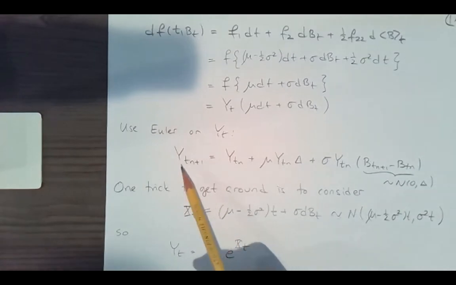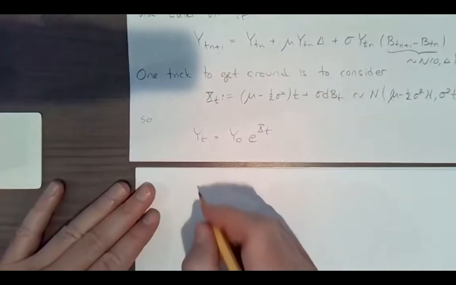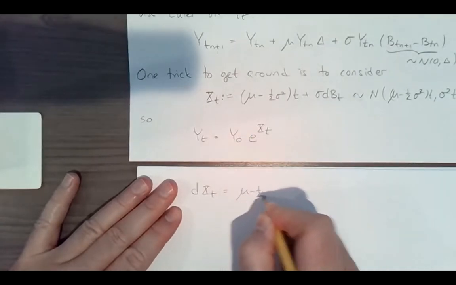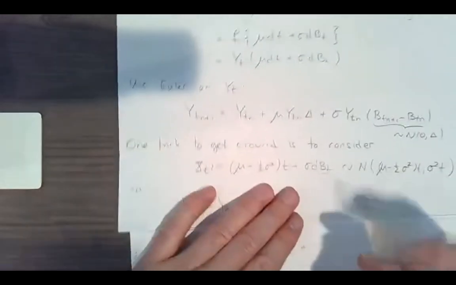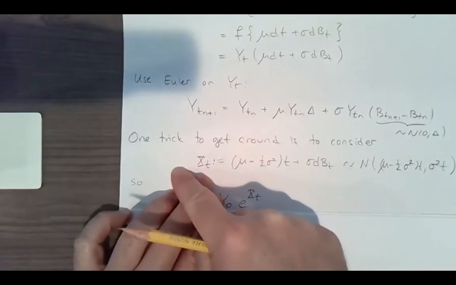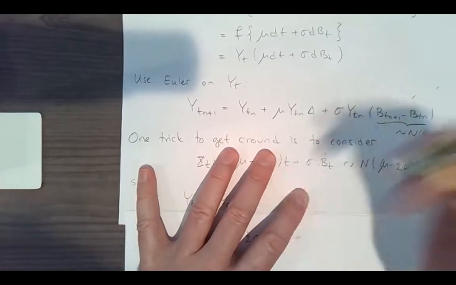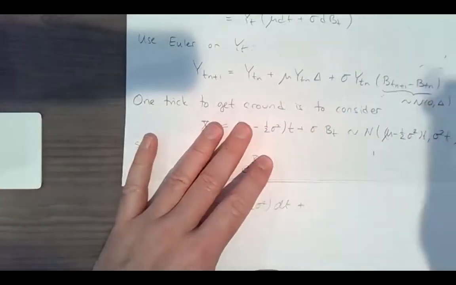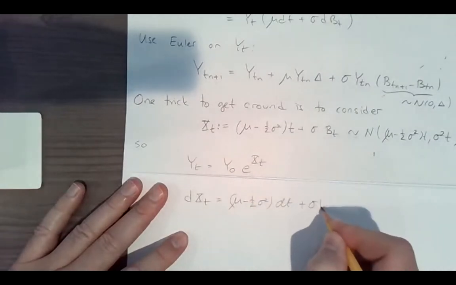So instead of simulating y, what I propose to do is consider x, okay? And then we need the dynamics of x, dxt, this is going to be mu minus 1/2 sigma squared dt plus, and there should be no, this is a mistake, there's no d on the left-hand side, there can be no d on the right-hand side, right? So this d has to go away. So when I do d of xt becomes dt, I'll have sigma dbt.